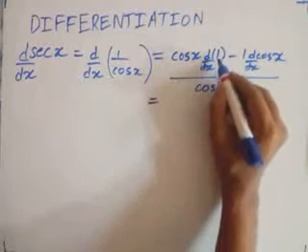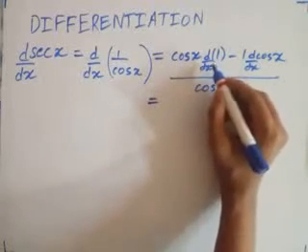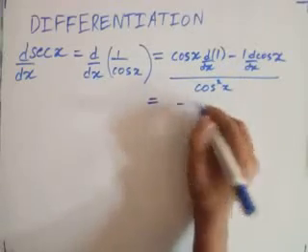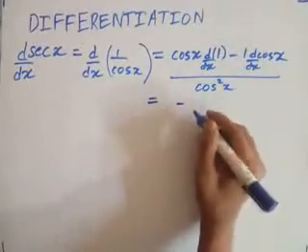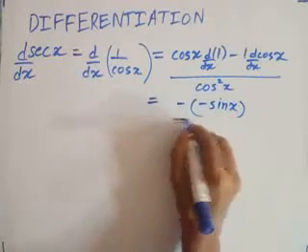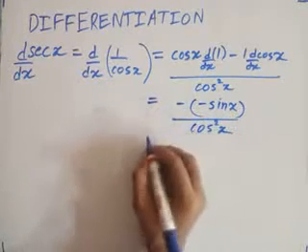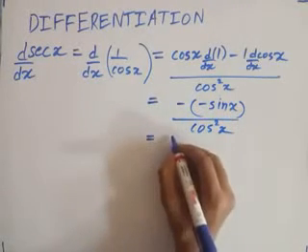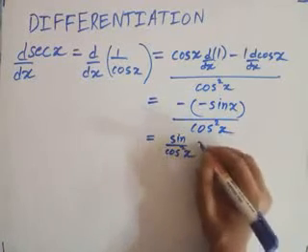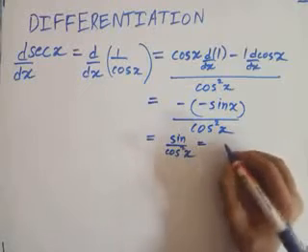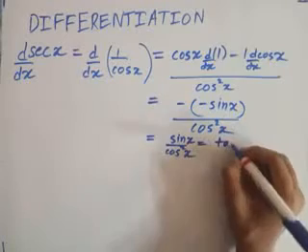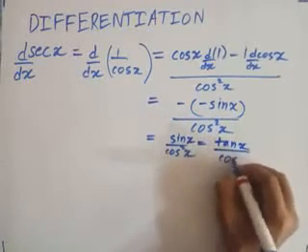Now because the derivative of a constant is equal to 0, this first part of the numerator is just 0, so minus, and the derivative of cos x, if you remember, is minus sine of x, so minus sine x divided by cos square of x. Now this I can just write as sine x upon cos square of x, and I can do a little rewriting. So because sine of x upon cos x is tan x, I can rewrite this as tan x upon cos x.